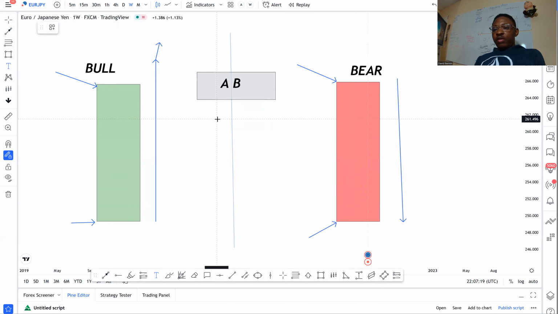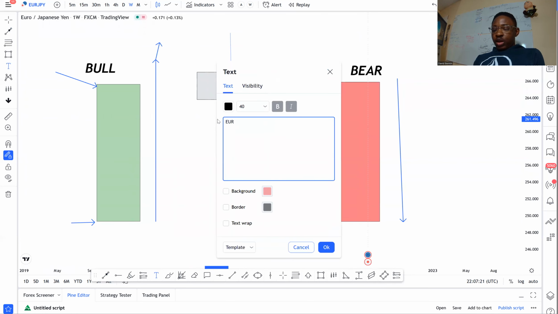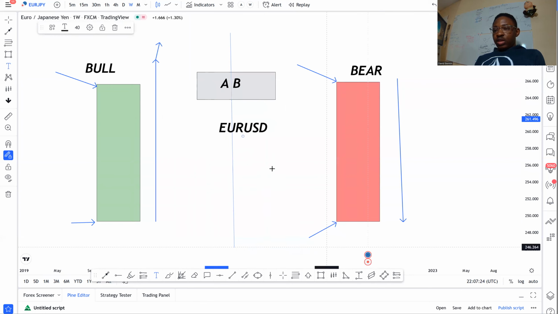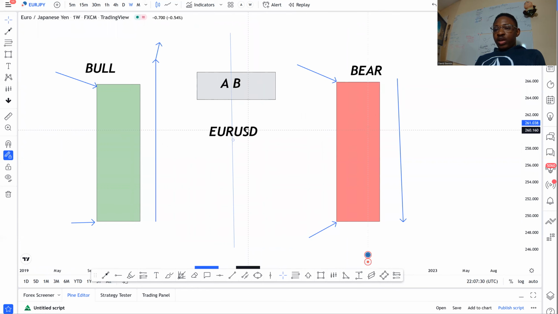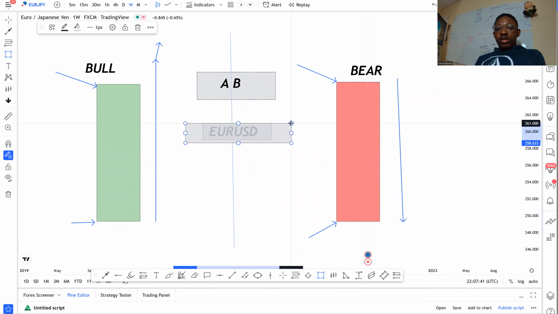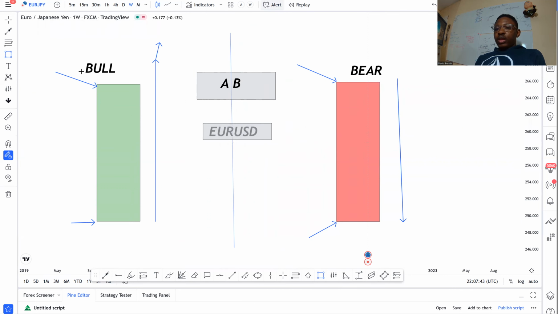So for instance, if you have euro and the USD, and it pushes down, which of the two currencies is causing EUR/USD to push down? Take a second. Right, so that would be the USD. If it pushes down, it means the USD is a stronger currency. And if EUR/USD pushes up, it means the euro is a stronger currency.